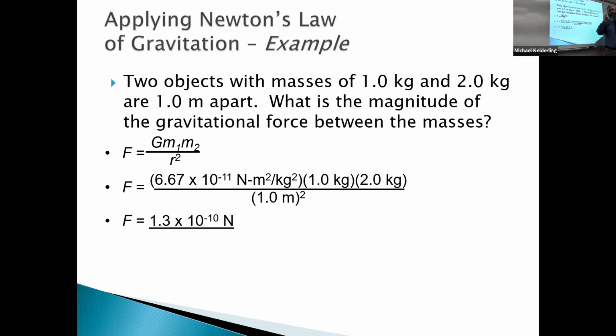And if you compare it to the force the Earth is pulling on those objects with, it's less than a billionth of that force.